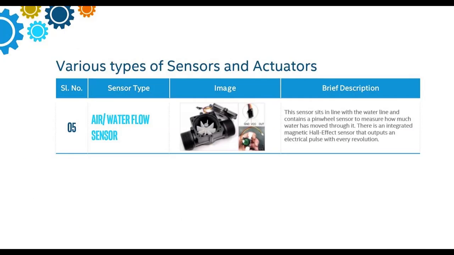Next, we have the air water flow sensor. This sensor sits in line with the water line and contains a pinwheel sensor to measure how much water has moved through it. There is an integrated magnetic Hall effect sensor that outputs an electrical pulse with every revolution.